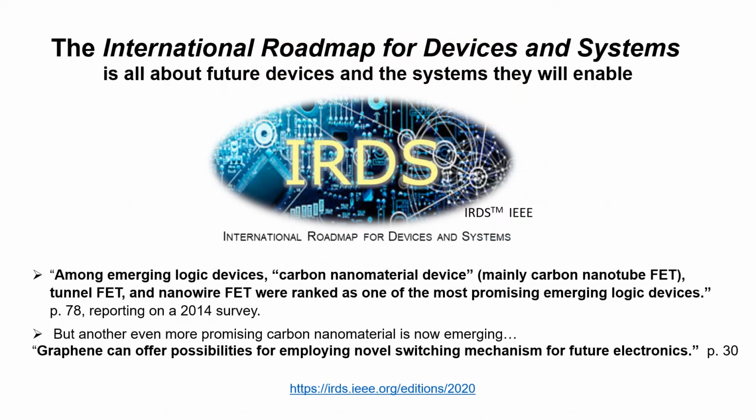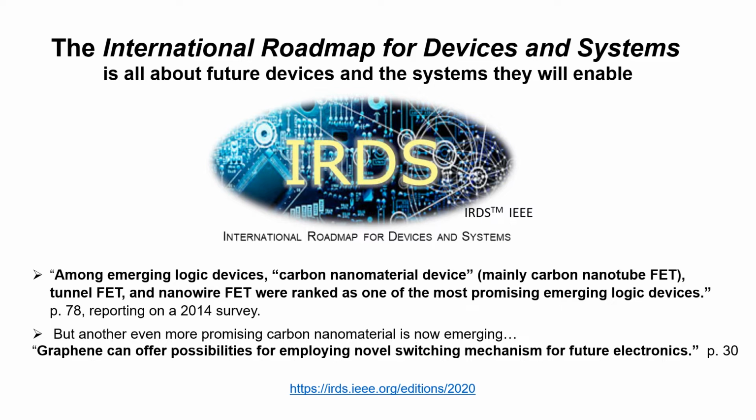I really need to mention the International Roadmap for Devices and Systems. It's all about future devices and the systems they will enable. Again, a lot of thought leadership is available in these monographs. To quote one of them from a couple of years ago, among emerging logic devices, carbon nanomaterial devices, mainly carbon nanotube field effect transistor, tunnel FET, and nanowire FET were ranked as one of the most promising emerging logic devices.